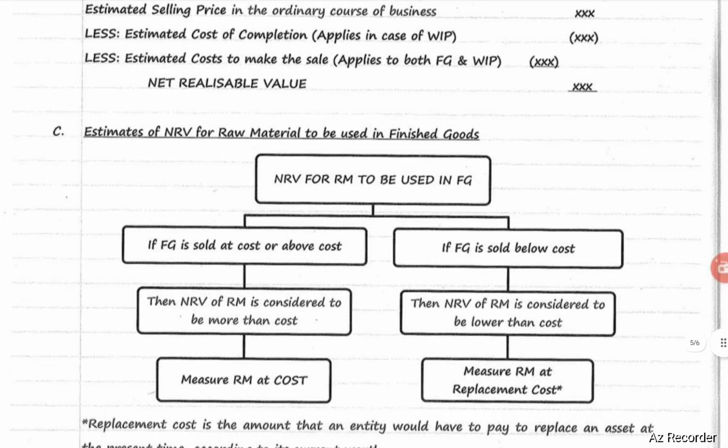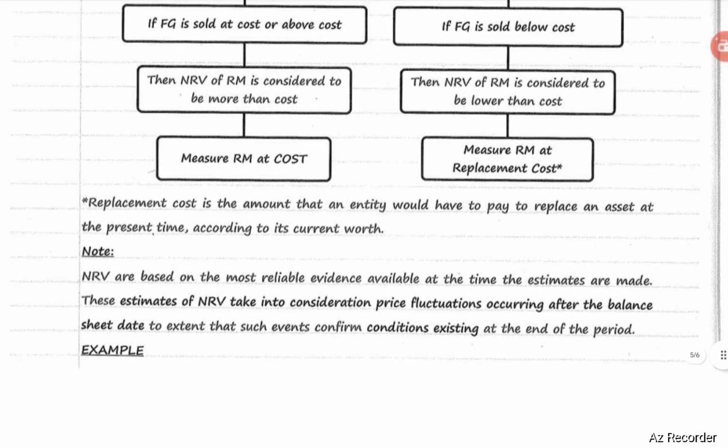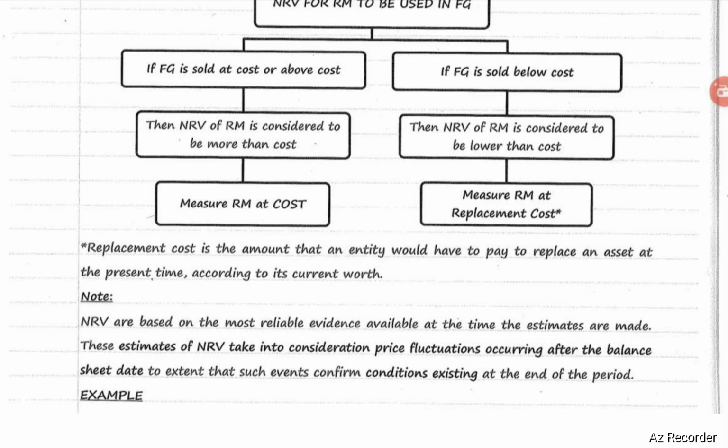Estimation of NRV for raw material to be used in finished goods. If finished goods is sold at cost or above cost, then NRV of raw material is considered to be more than cost. Then measure raw material at cost. If finished goods is sold below cost, then NRV of raw material is considered to be lower than cost. Measure raw material at replacement cost. Replacement cost means it is the amount that an entity would have to pay to replace an asset at the present time according to its current worth.